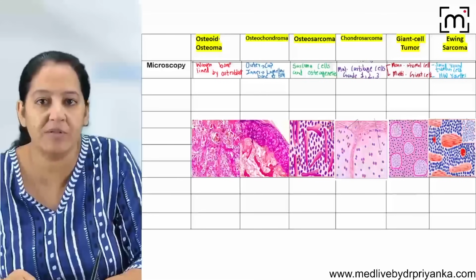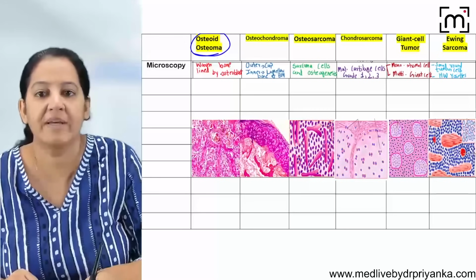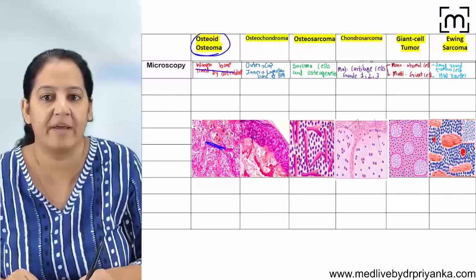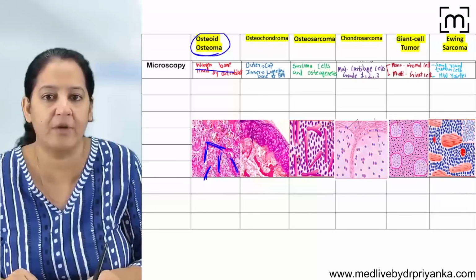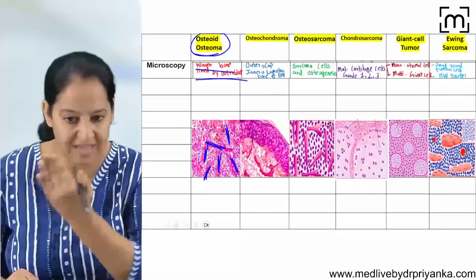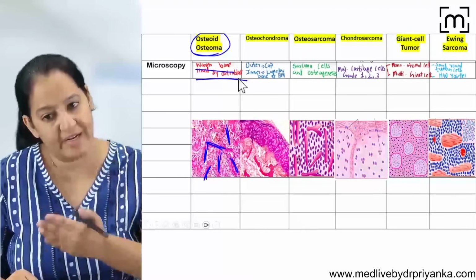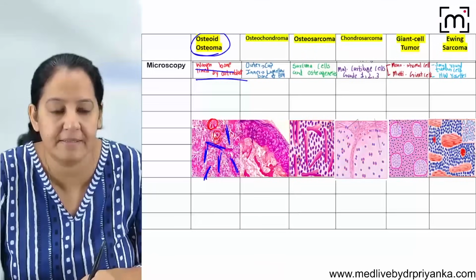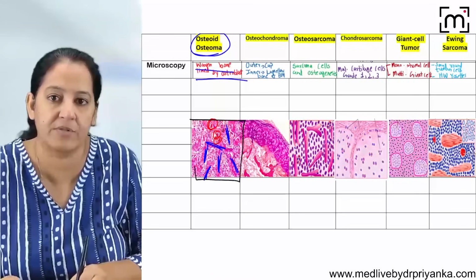So osteoid osteoma. First of all, you can see osteoid osteoma. You can see there is a woven bone in the form of trabeculae. Appreciate the woven, bony trabeculae, which are lined by a single layer of osteoblasts. And the background is having loose stroma. The stroma is made up of loose connective tissue, along with dilated or congested capillaries. So we are done with osteoid osteoma.